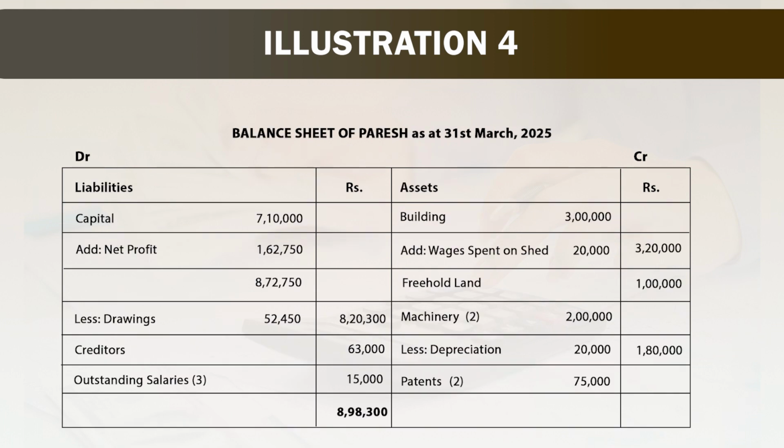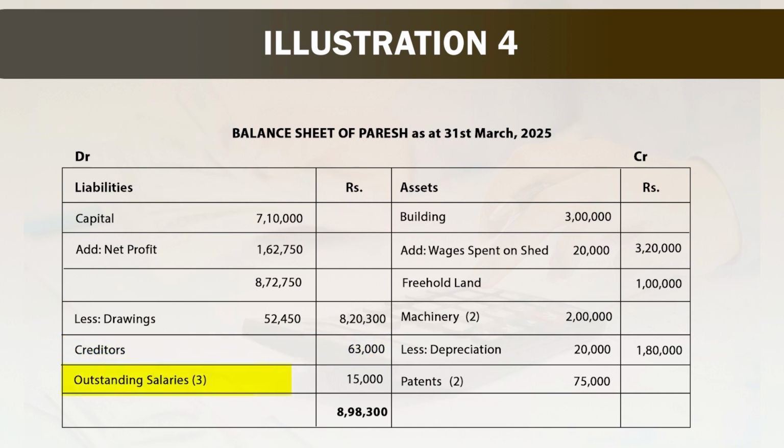Now, in the balance sheet, friends, we have capital of rupees 7,10,000, and in this we will add our net profit of rupees 1,62,750. So, total capital comes to 8,72,750, but from that, whatever drawings are done by the owner, to that extent we have to reduce the capital. So, 52,450 to be deducted from it, and net capital at the end of the year of the owner is 8,20,300. We do have creditors of 63,000.